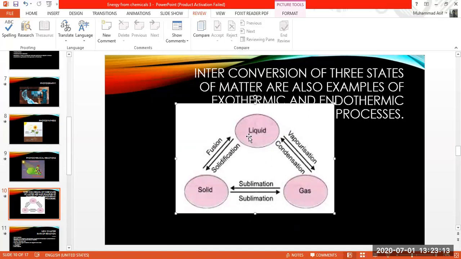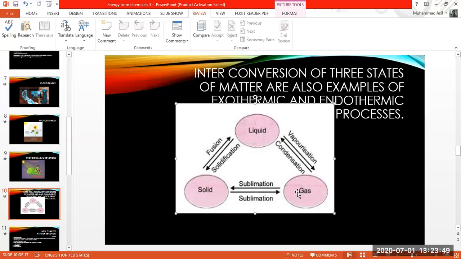And when liquid changes into solid, solidification takes place. It means that we are removing energy of liquid particles, as a result of which force of attraction is created between liquid particles, and those particles, due to strong force of attraction, are fixed at their respective positions and adopt the shape of solid. So liquid changes into solid, solidification. Solidification is an exothermic process.